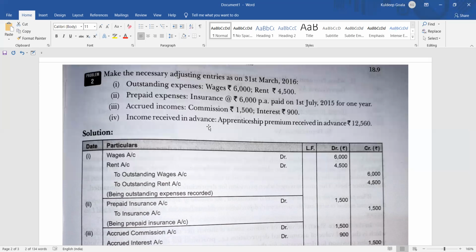So one side is done, it will be showing credit. Now what is the other side? Apprenticeship premium. So the item comes in by itself.